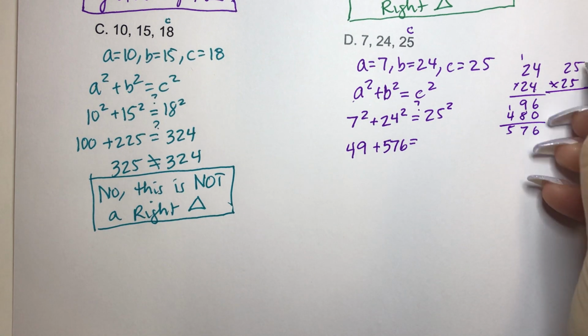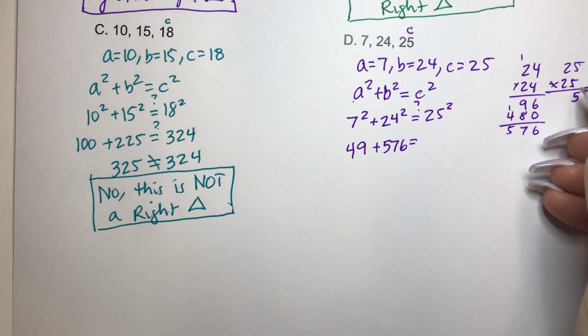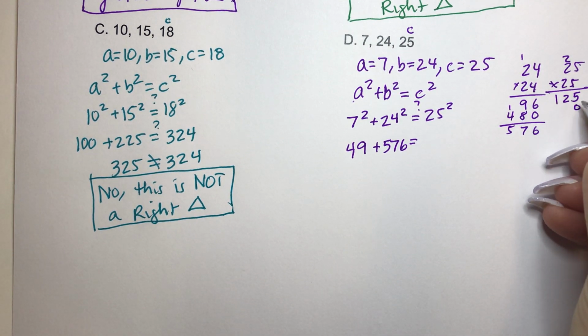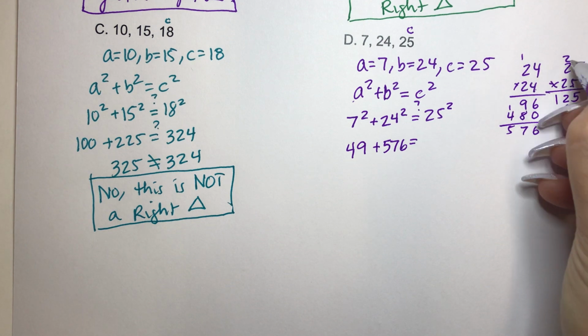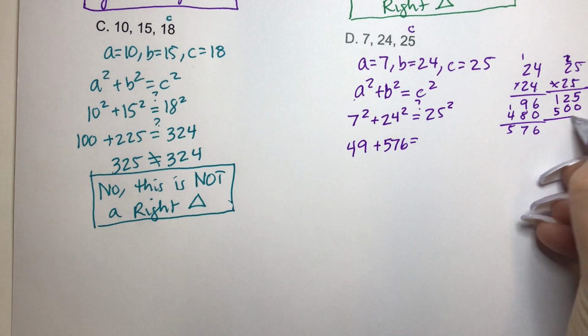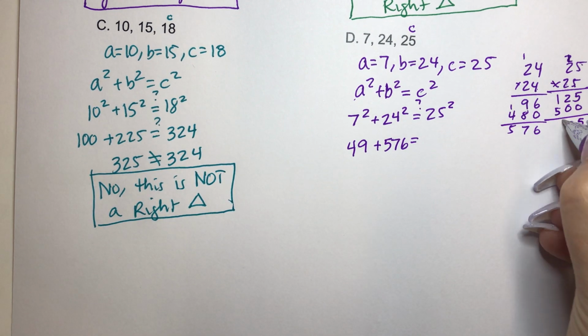Like I said, I wish I had this memorized right now. 5 times 5 is 25. Write the 5, carry the 2. 10, 12. 2 times 5 is 10. Write the 0, carry the 1. 2 times 2 is 4, plus 1 is 5. Add, and we get 625.